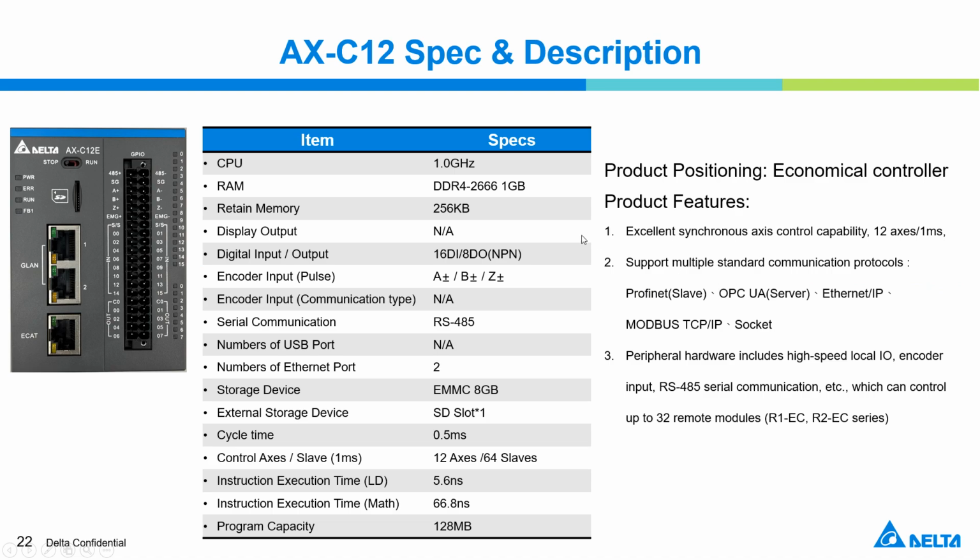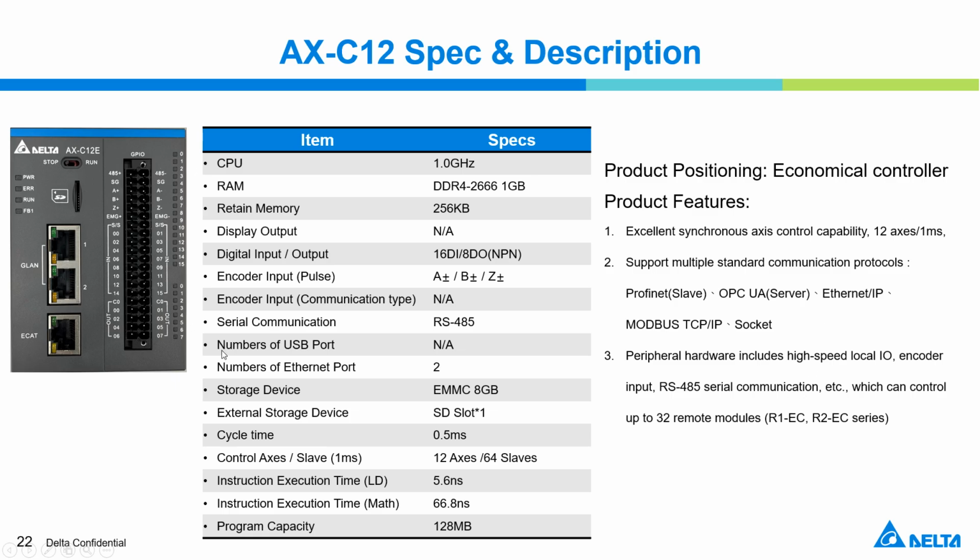Here I list down, I choose the AXC12 and introduce the specification. It means this module can support 12 axes synchronized within 1 millisecond. And for this module, it just supports Profinet as a slave, and it supports OPC UA.